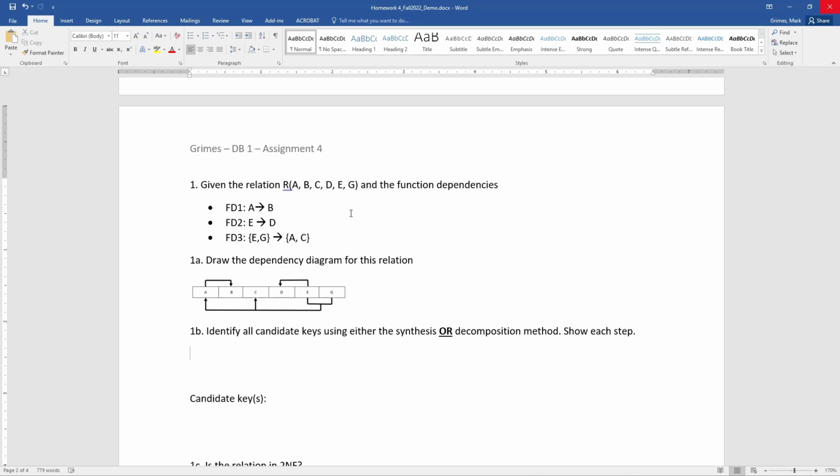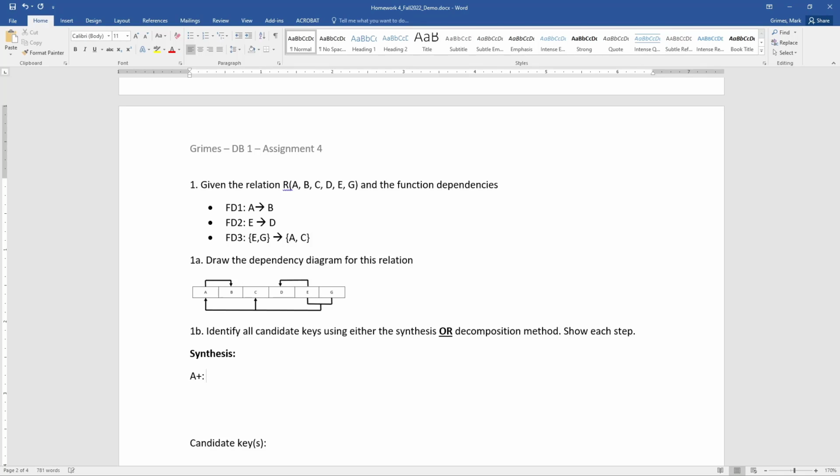Now moving on to 1B, we want to identify the candidate keys for this relation using either the synthesis or decomposition methods. So I'm going to start with synthesis, and then we'll do decomposition next. For this synthesis method, I'm going to find the closure of all of the interesting determinants here.